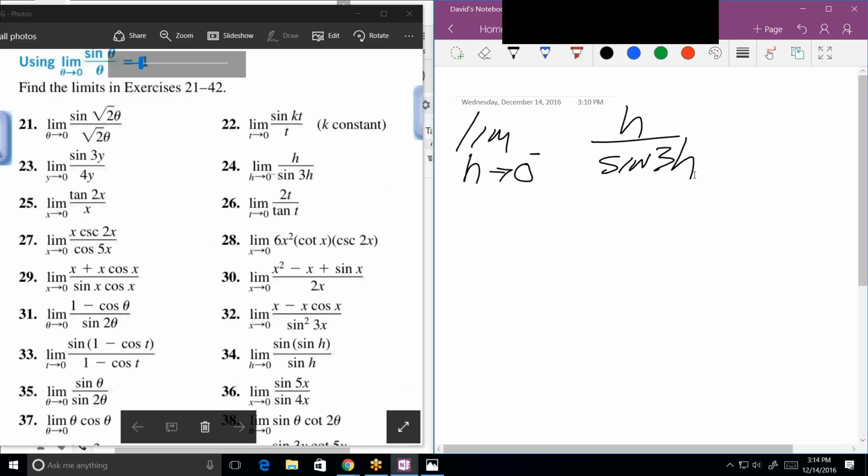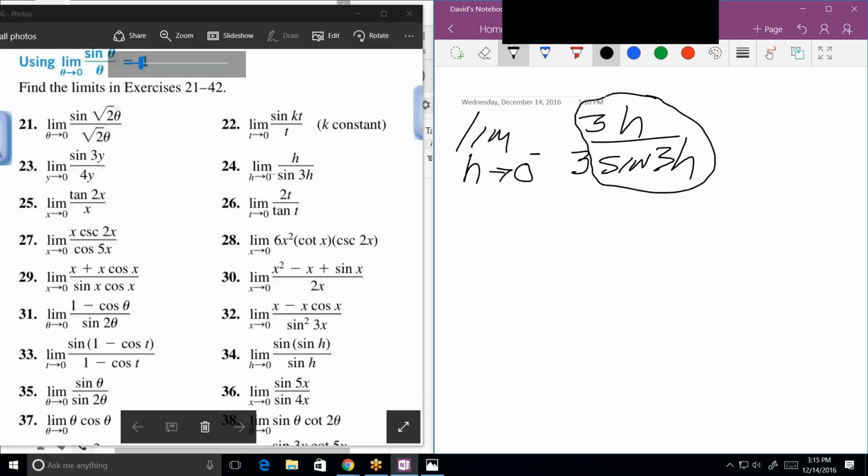So what do I need to do to the top? So it would be 0 over sine of 3h. I'm going to multiply the top by 3 and multiply the bottom by 3. And now I know the limit of that is 1 times 1/3. So this whole limit is 1/3, not 3. This 3 on the bottom is in the bottom. Okay. So in other words, the limit of this is 1, which makes 1 over 3.